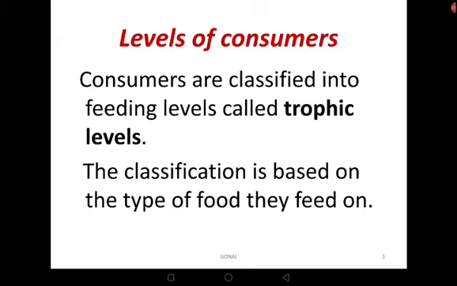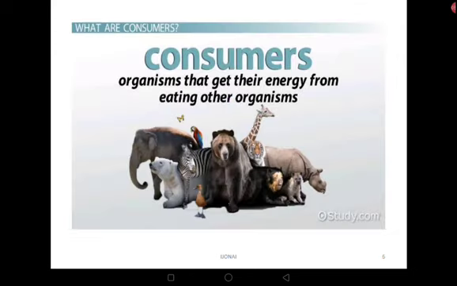So consumers are classified into feeding levels. Feeding levels are called trophic levels, and it is based on the type of the food they feed on. So we are going to arrange or categorize organisms basing on the type of the food that they feed on, and we are going to put them in different trophic levels.